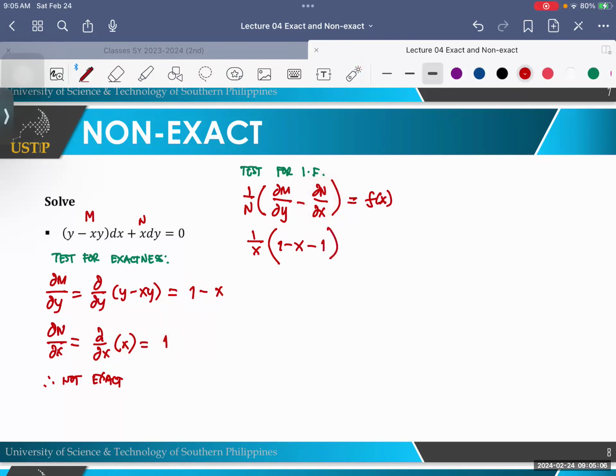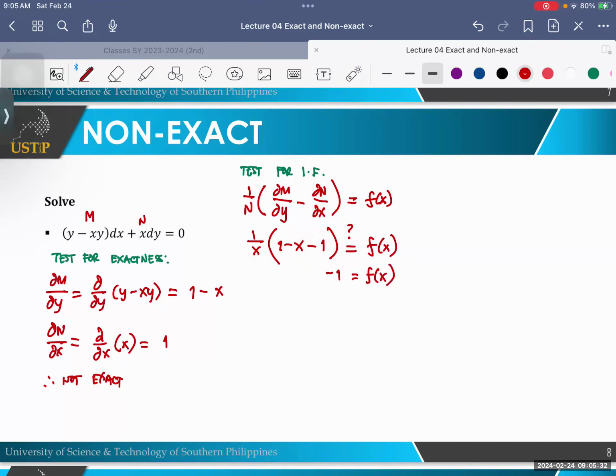So, 1 minus 1. We are not yet sure, so let's test whether it is indeed a function of x. What happens here? 1 minus 1 is 0. So you will have negative x inside. Cancel the x there, class. You will get an expression of negative 1.